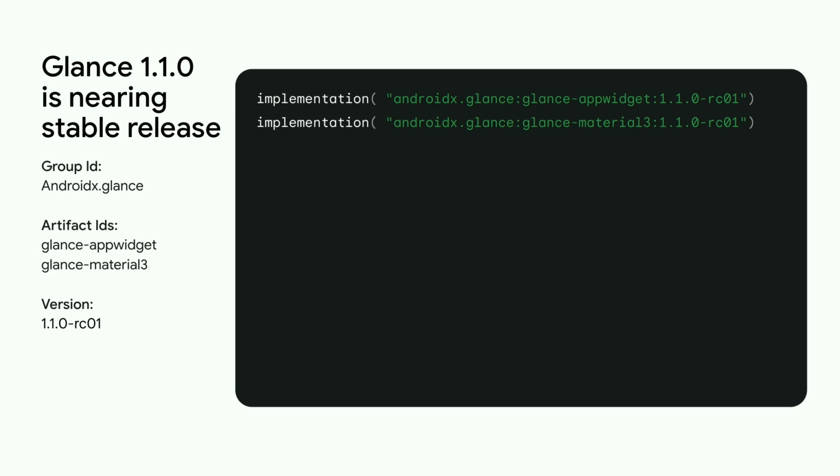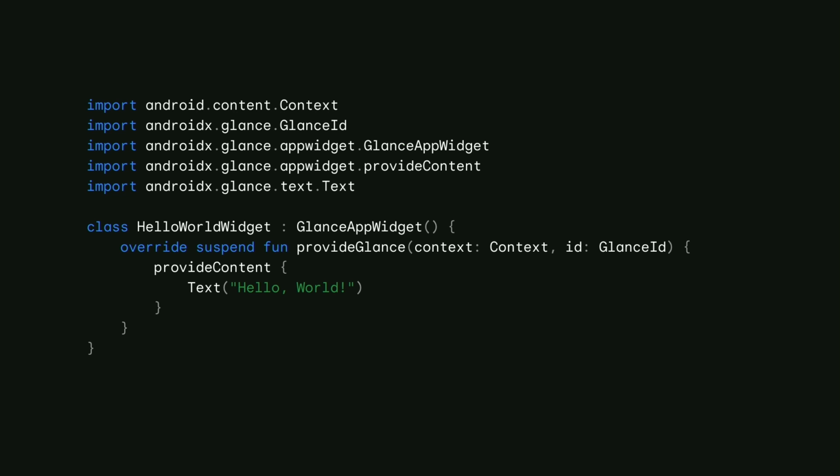After adding these dependencies, you will have to resync your Gradle project in Android Studio, and then you will be ready to use Glance. To implement a Glance app widget, extend the abstract class Glance app widget and implement the provide Glance method. In this method, you should provide your composables with the provide content method. In this sample, we can simply call provide content with our one text composable. I want to call attention to the namespace of the text composable class. This is a Glance text composable and not a Material 3 text composable from Jetpack Compose.